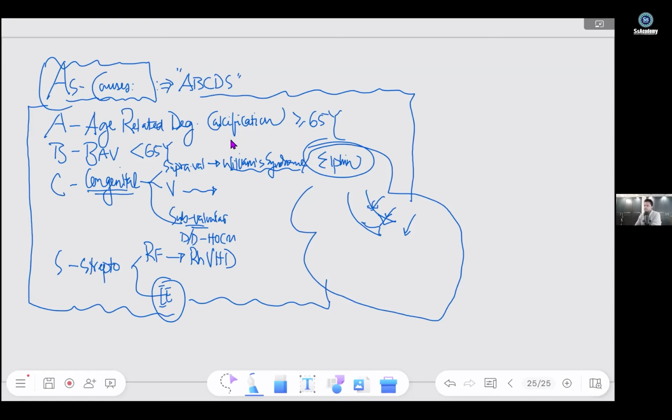Sometimes the question will be a 70-year-old gentleman presented with syncope last week on walking fast uphill. You examined the patient, you found a low volume pulse, ejection systolic murmur, and heart failure features as well. You made the diagnosis, severe aortic stenosis, confirmed on echo. Now, what is the underlying etiology in this elderly man that you are thinking? What is the answer? Age-related degenerative calcification.